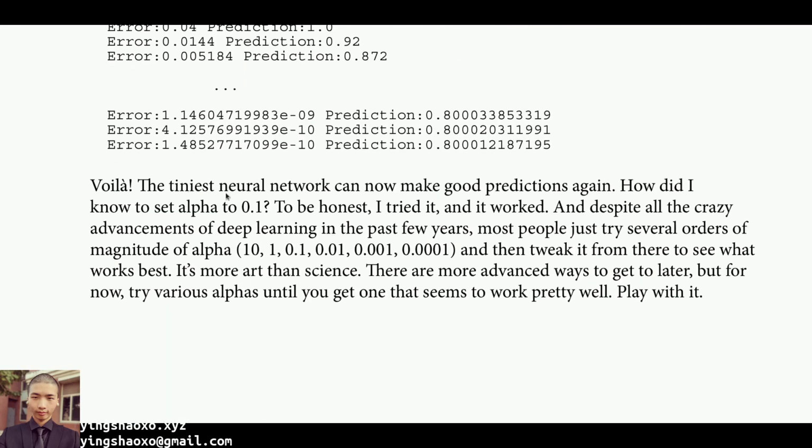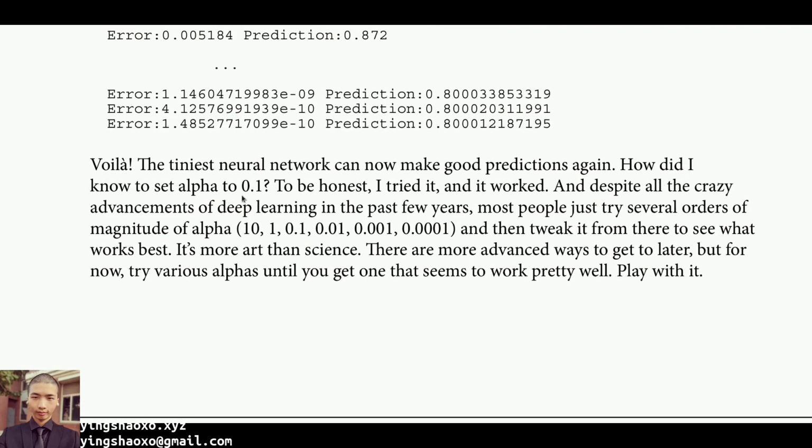Well, the tiniest neural network can now make good predictions again. How did I know to set the alpha to 0.1? To be honest, I tried it, and it worked.